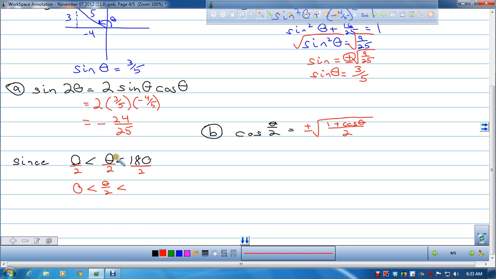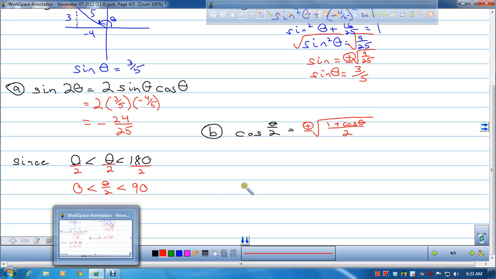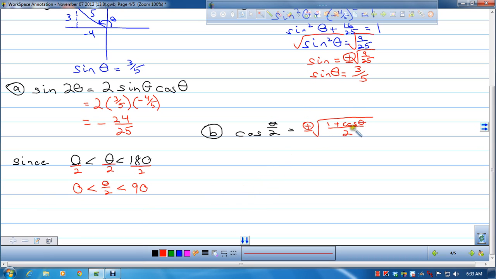So if theta is between 0 and 180, that means that theta over 2 must be between 0 and 90, which tells me that the cosine, that's in quadrant 1, right? Therefore, that cosine will be positive. Okay? So I'm going to be dealing with the positive value of this here.